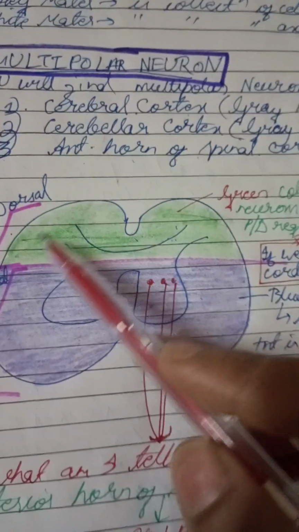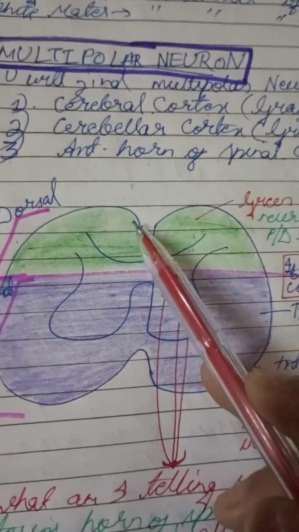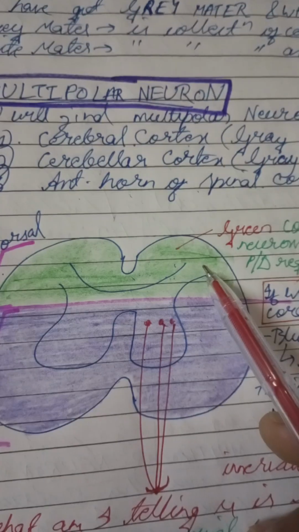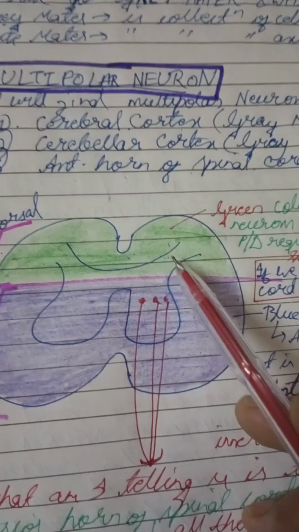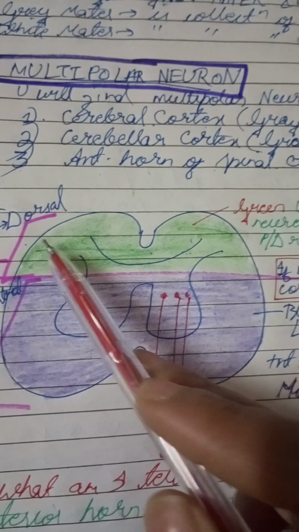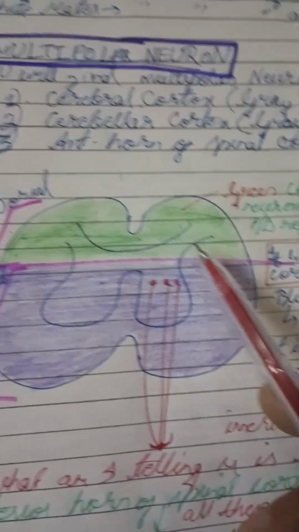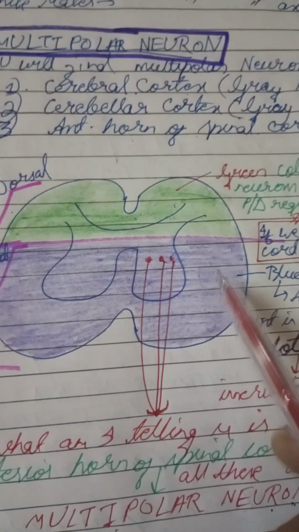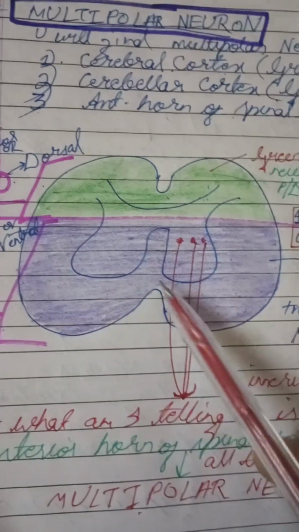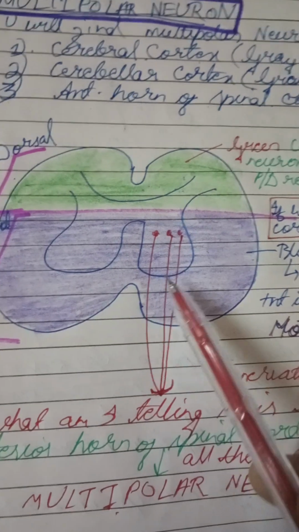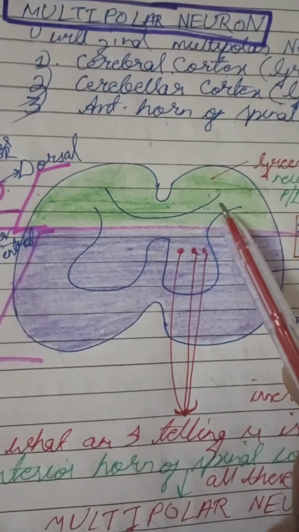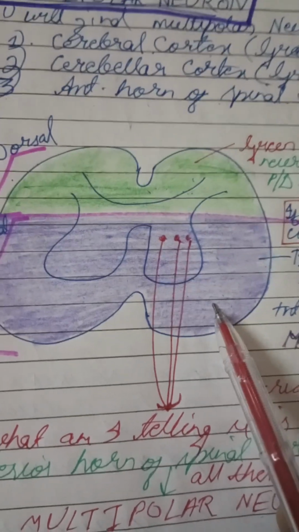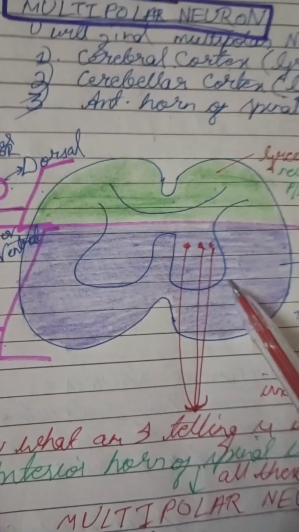Okay, so this posterior part is green. All the neurons of the green color, that is all the neurons of the posterior spinal cord, are called the sensory neurons. Neurons of the posterior or dorsal part of the spinal cord are called the sensory neurons, whereas this blue color is the anterior part, right? All the neurons of the anterior or ventral part of the spinal cord are the motor neurons. Posterior is sensory, anterior is motor neurons, which will innervate muscles. Motor neurons will innervate the muscles, okay?